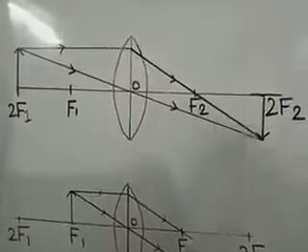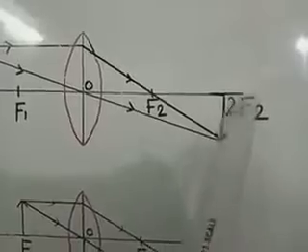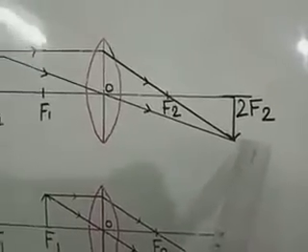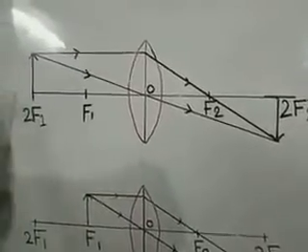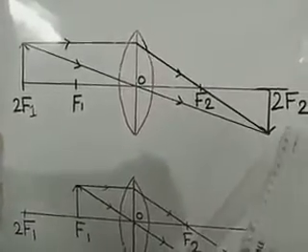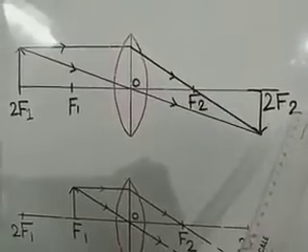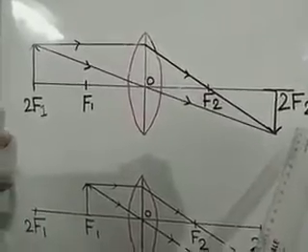Both the refracted rays will meet at a point. If we draw the perpendicular, this is the size of the image. When the object is placed at 2f, the image will be formed at 2f. The size of the image and the size of the object will be the same. It is real and inverted.